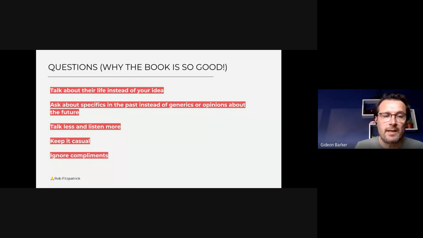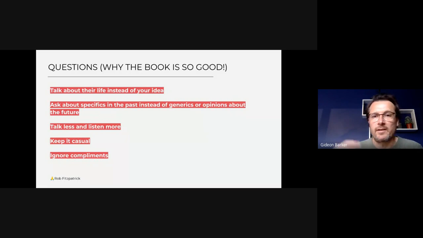And I think that's really, really interesting, really true. Ask specifics that happened in the past instead of generics or opinions about the future. So yeah, ground your questions in reality. Ask them about their recent experience of doing this, that, or the other.